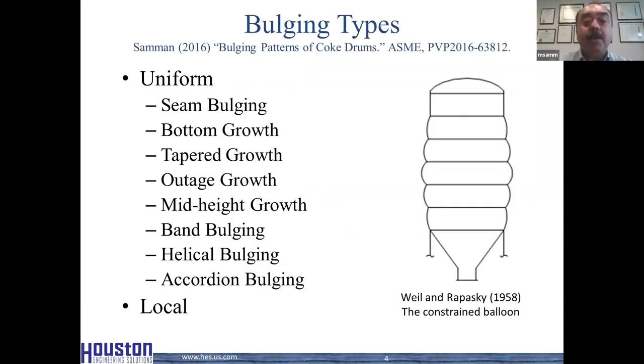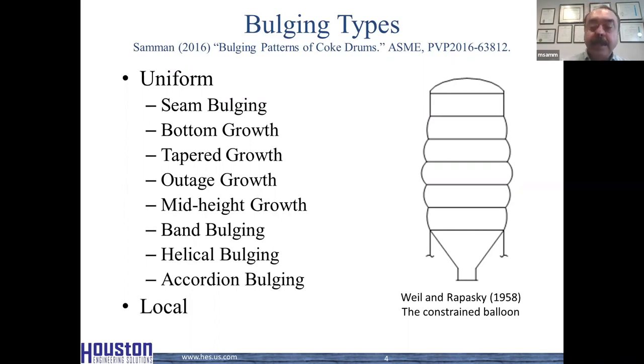As an introduction, bulging types are not all the same. We have a paper that we published in 2016 that talks about the 9 different types of bulges that we experience in coke drums. If we go back to 1958, the famous paper by Wheeler and Rapaski referred to bulging as a constrained balloon phenomenon. It's like you have a balloon that is constrained by these seam welds, and it looks like this. It looks like the Michelin man, if you would. This is the classic type of bulging that we had seen for decades.